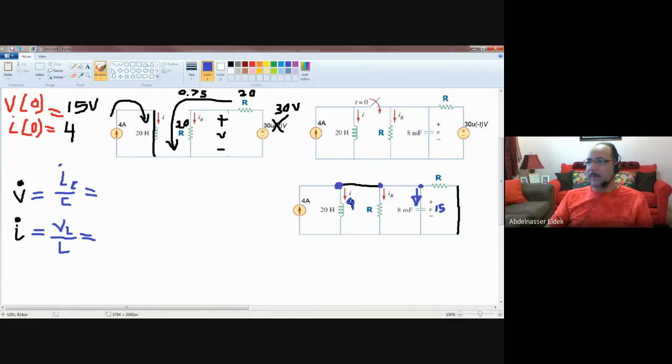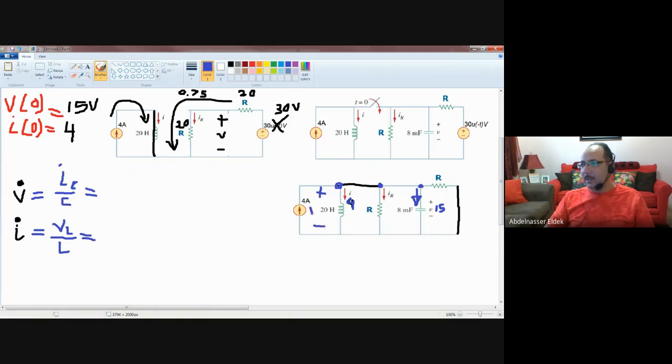You have 5 branches here in parallel. This 4 ampere, 20 Henry, R, 8 millifarad, and R. All of them are parallel to each other. So you just need to calculate the current using Kirchhoff current law. And for VL, VL is this voltage here. Need to calculate the voltage here.